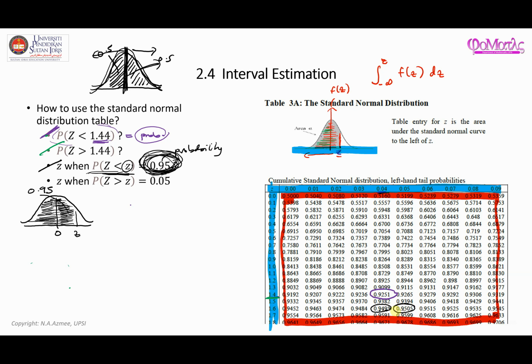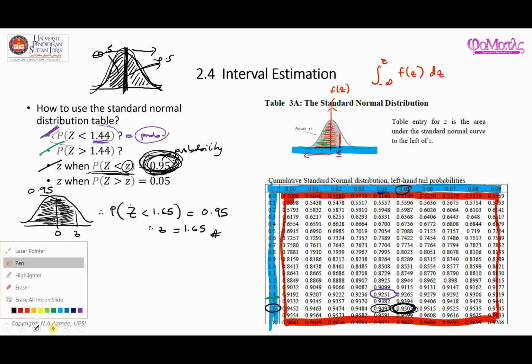Okay, so let's say you choose this one, 0.9505. So this is the value of probability. Therefore, Z is going to be 1.65. Therefore, probability Z less than 1.65 is going to be equal to 0.95. Therefore, the small z is equal to 1.65. Okay, right. Now let's look at the last example here.